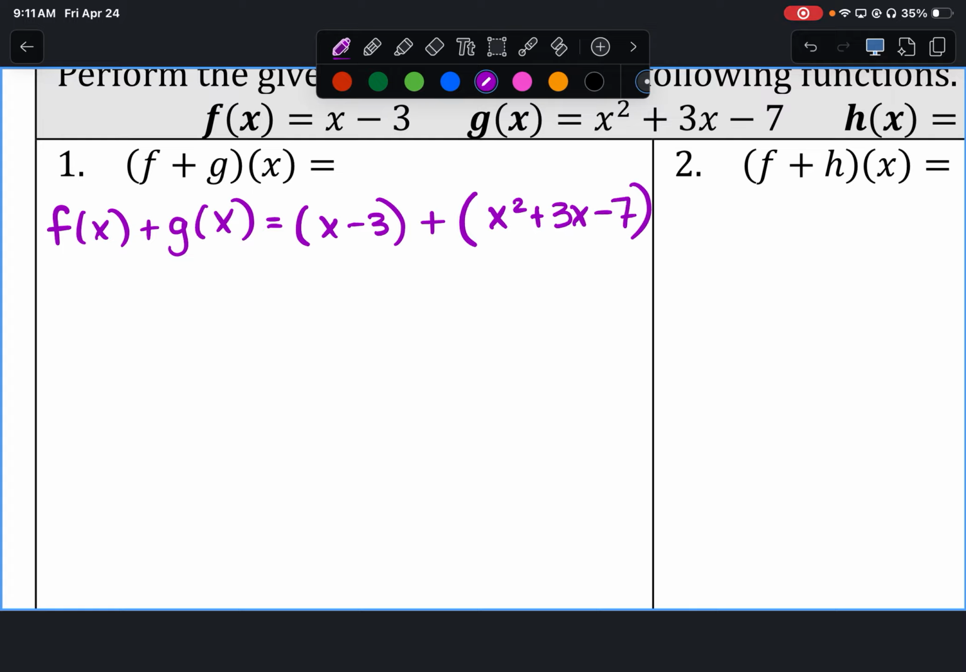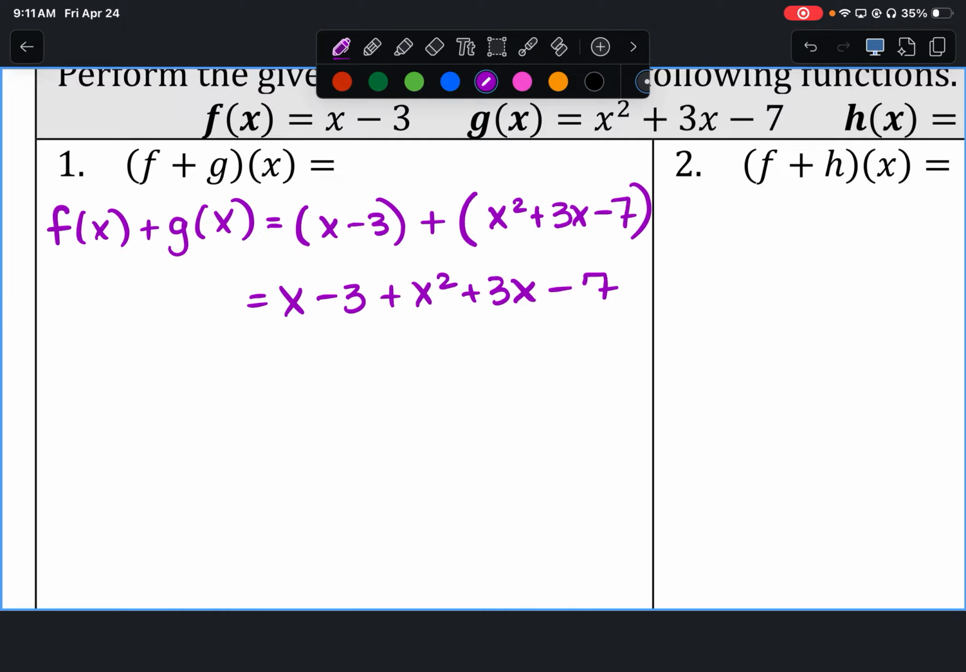Okay, so we first set up f of x plus g of x, and then we add those together. This is just like polynomial addition. We just have to combine like terms and put it in standard form. When we add, is anything changing with this part? No. So we have x minus 3. A positive and a positive is a positive, but a positive and a negative is a negative. Now we are good to combine like terms and write this in standard form.